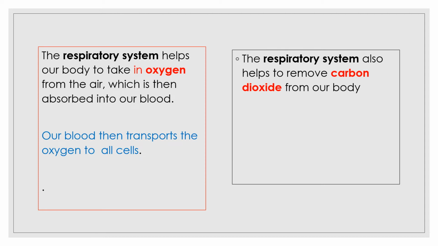The respiratory system actually helps our body to take in oxygen from the air, which is later absorbed into our blood. Our blood then transports the oxygen to all cells of our body. In the same way, the respiratory system helps to remove carbon dioxide from our body. When we breathe air out, our body gets rid of carbon dioxide. Let us now study the major parts of the respiratory system.